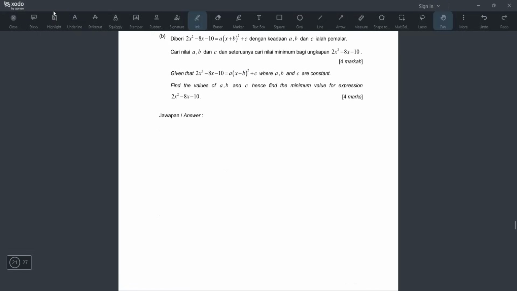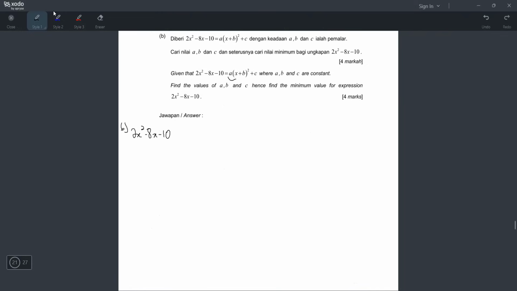Okay. Let's go for question B. Question B, I'll do it here. Given that 2x squared, let's write it down, minus 8x minus 10 equals to this. Okay. This is vertex form. But this in front one is the general form. So can we change to vertex form? Yes, we just do completing the square. And then they say find values of A, B, C, hence find the minimum value for this expression.